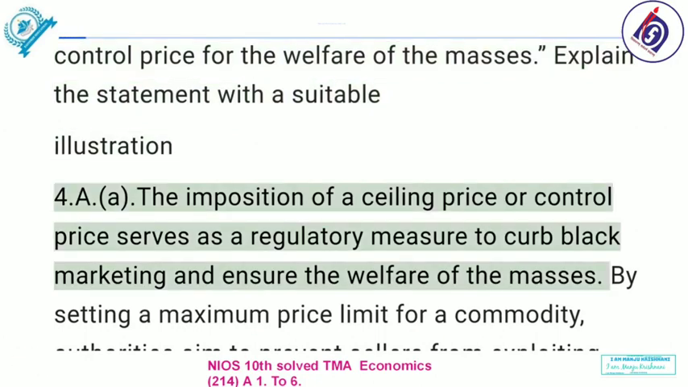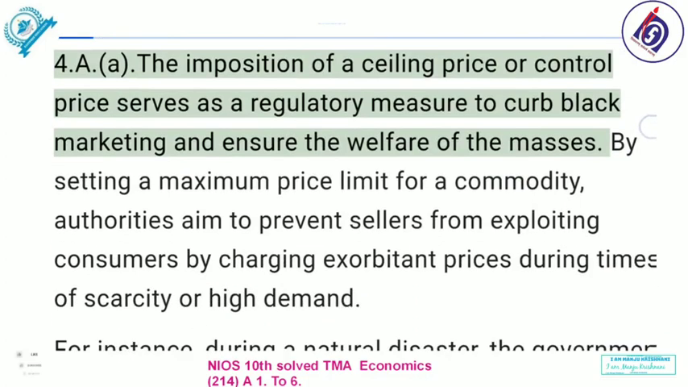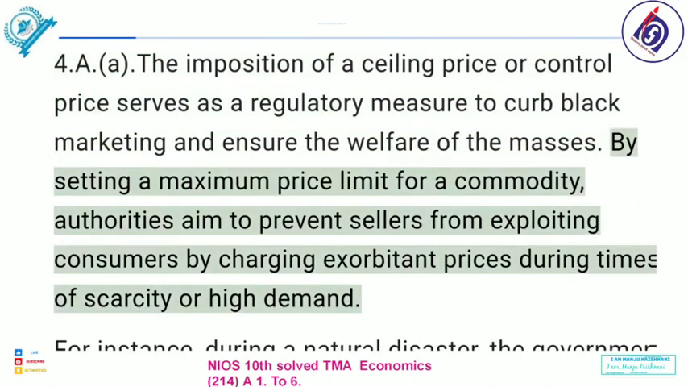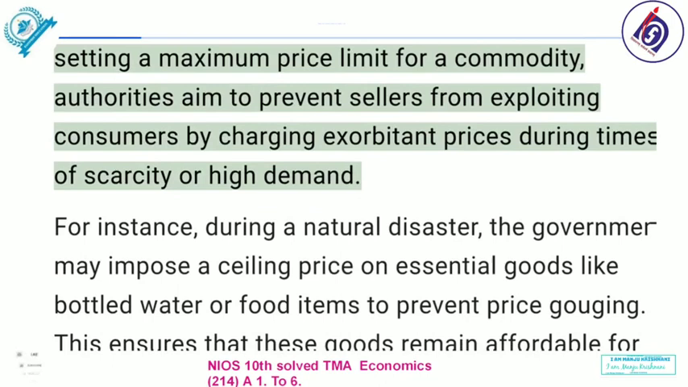A. The imposition of a ceiling price or control price serves as a regulatory measure to curb black marketing and ensure the welfare of the masses. By setting a maximum price limit for a commodity, authorities aim to prevent sellers from exploiting consumers by charging exorbitant prices during times of scarcity or high demand.